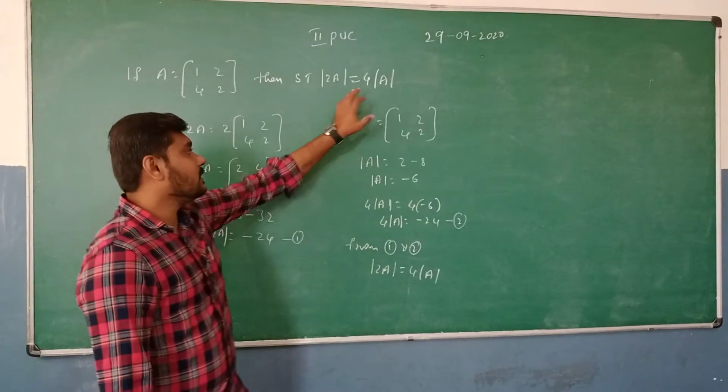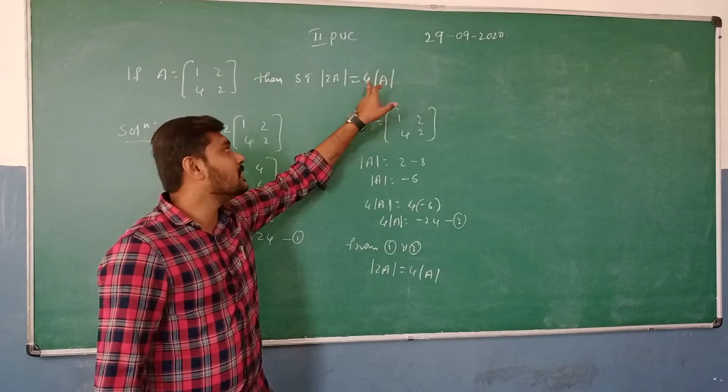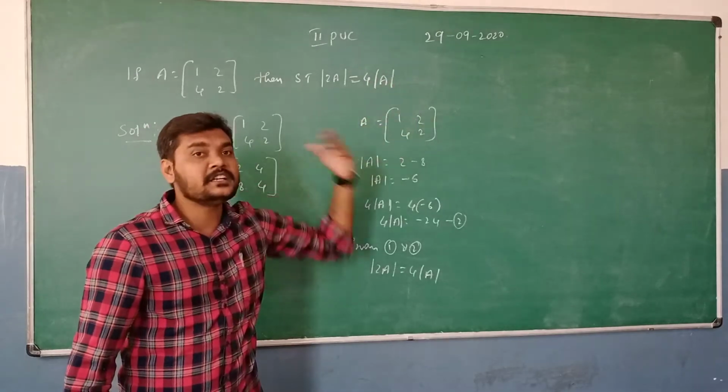So then we need to first find the determinant here, then we need to multiply the given scalar to the obtained determinant value.